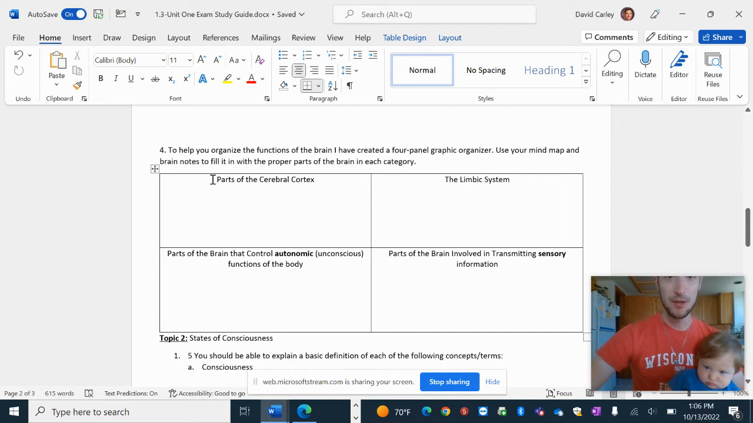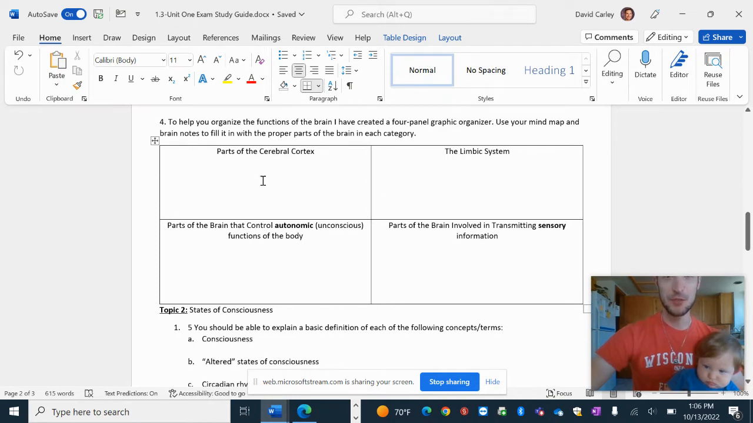All right, so functions of the brain. I gave you four squares. Some stuff's going to be used more than once. So the parts of the cerebral cortex are the main lobes. So you're going to have the frontal lobe.